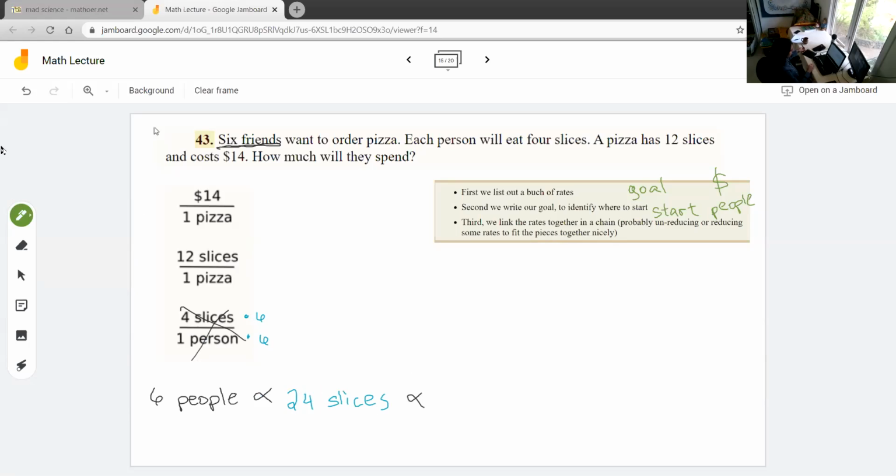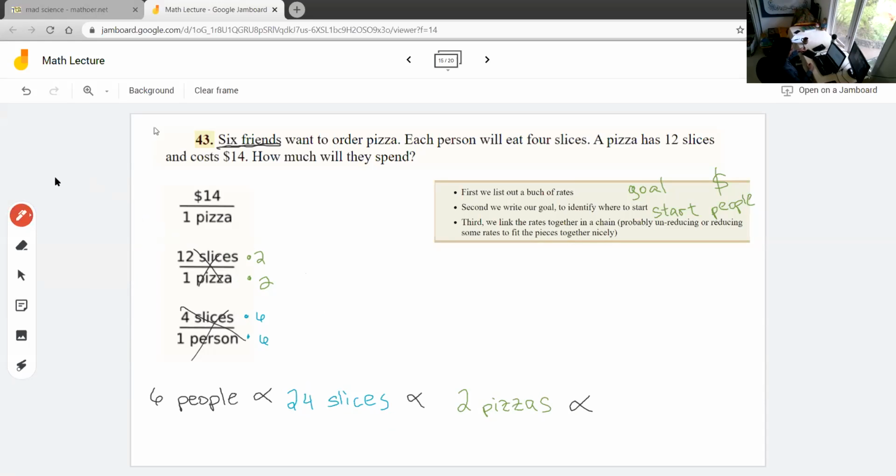For 24 slices, there's only one of these that has slices. What am I going to multiply by? Two? 2. I'm looking for 24 slices. A 2 will do that. So 24 slices will be 2 pizzas. That's used up that one.